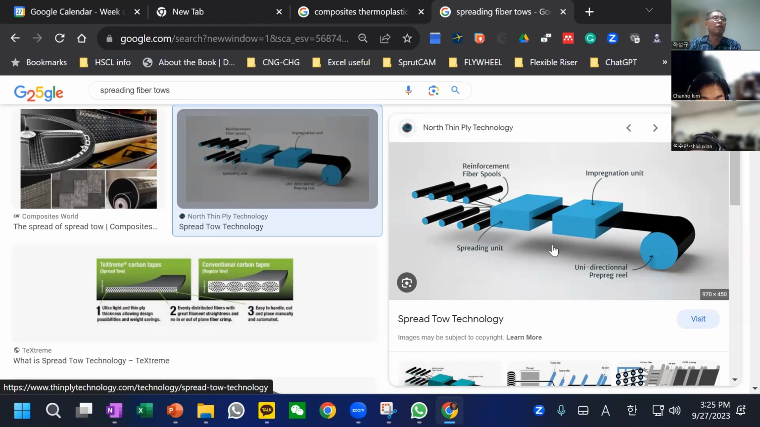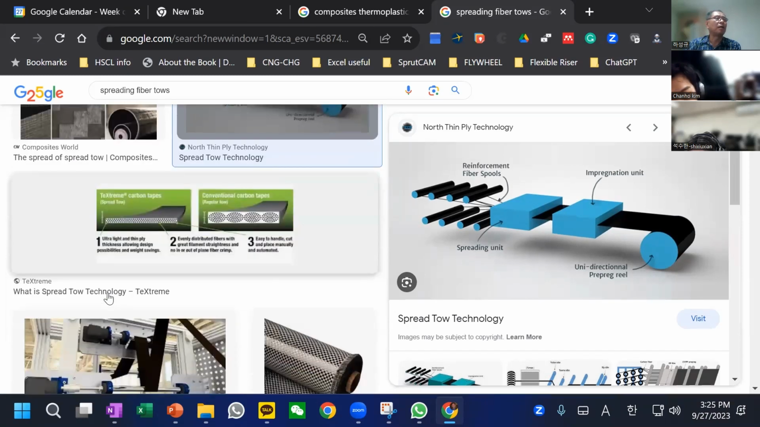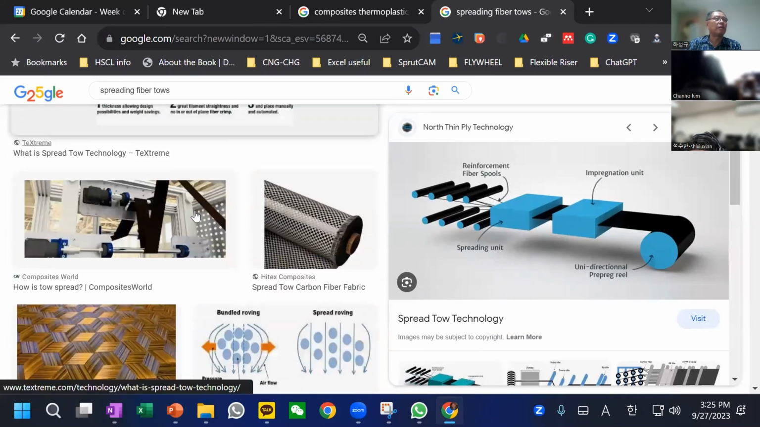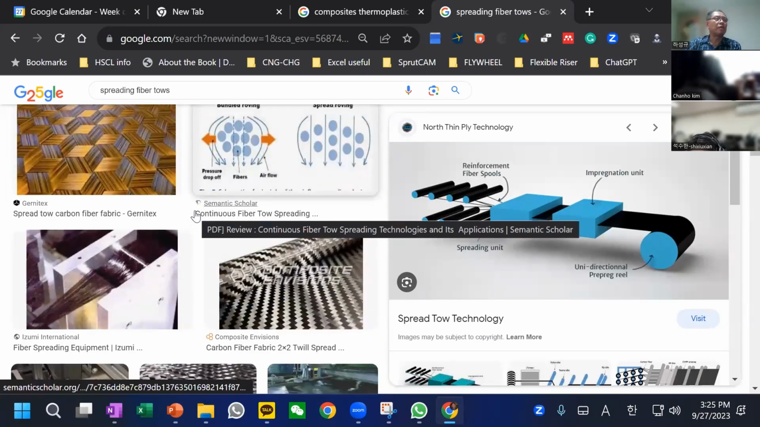Okay, so this is one concept of spreading, and this one is represented as one tow, and then a spreading, and you can see how we make a ply. Again, it's important to understand the concept of the tow.